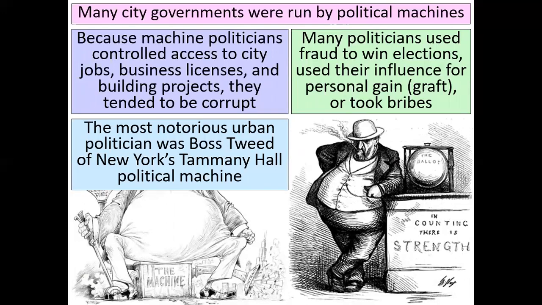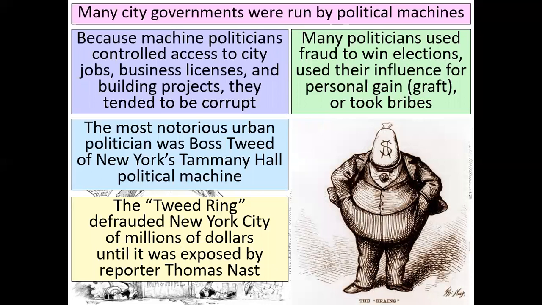Now, the most notorious urban boss, I'd put a star by this right here, is going to be Boss Tweed. And the name of his political machine is Tammany Hall. If you ever watch a movie during this time period and it's set in New York, you've probably heard Tammany Hall before. That's the name of his mafia crew. And they ran New York City like no one's business. They defrauded the city out of millions of dollars.